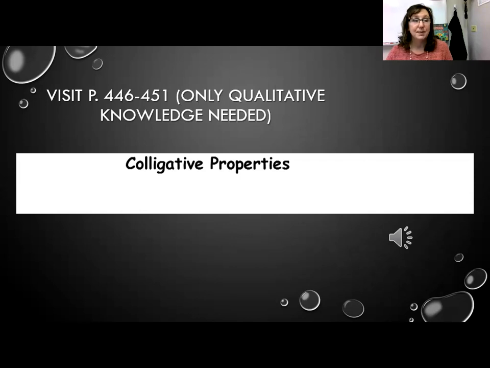So you want to access pages 446 to 451 in your textbook to get some more information on colligative properties. Just realize that we only need to understand these at a qualitative level. And so I'm going to be sharing my voice again and let you get some good information down.